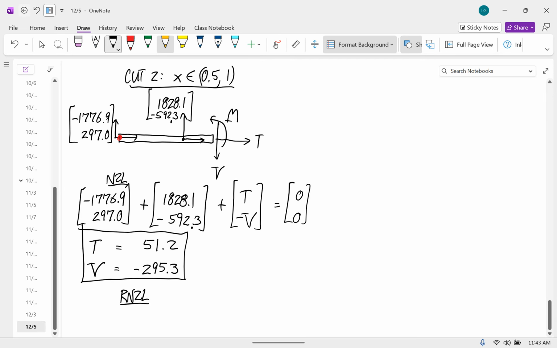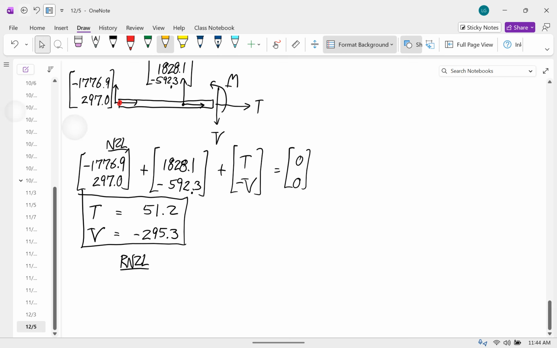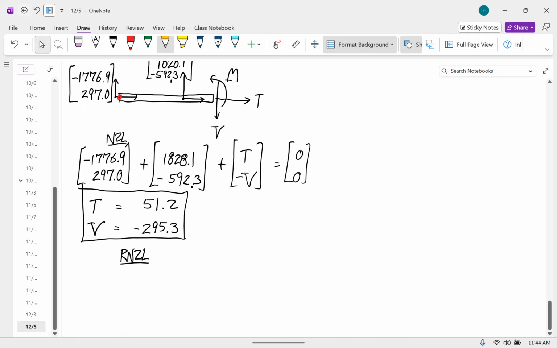for this force at the midpoint, notice that the horizontal component doesn't produce any moment. The horizontal component just goes right through the about point. So all we have is a downward force of 592.3 and a moment arm of 0.5. So we have 0.5 times 592.3. That would make it rotate clockwise, so this is negative. Plus M minus Vx is equal to 0.